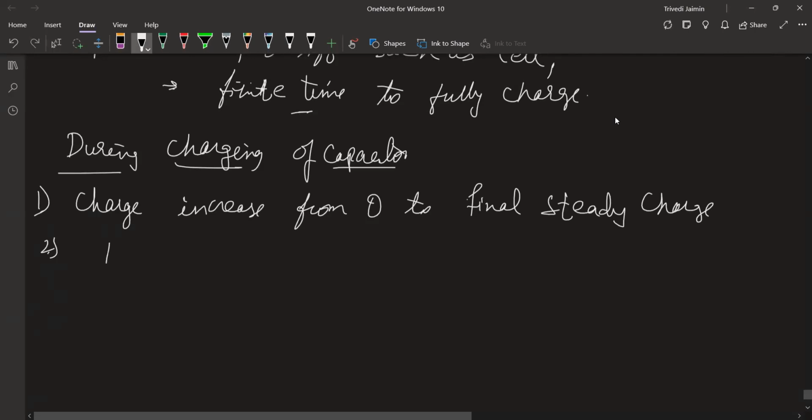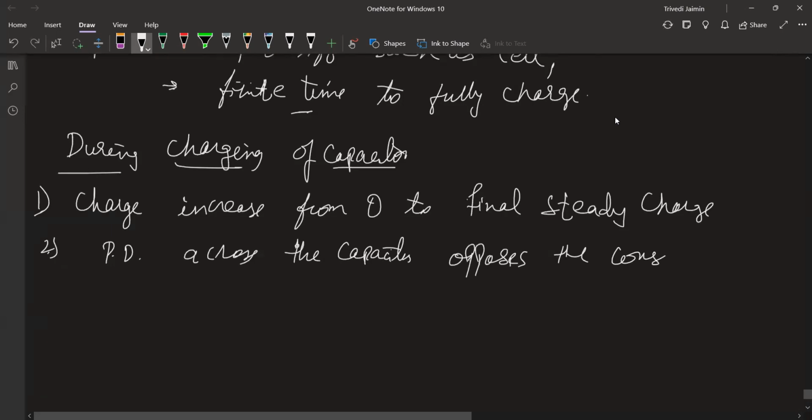Second, the potential difference across the capacitor opposes the constant potential difference of the main source. These are points you already know, still we are writing.